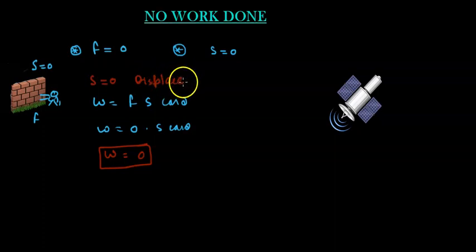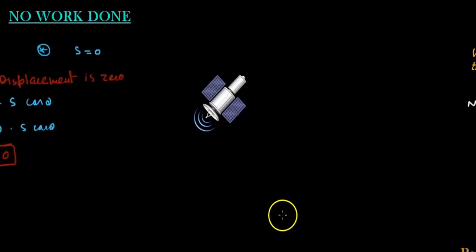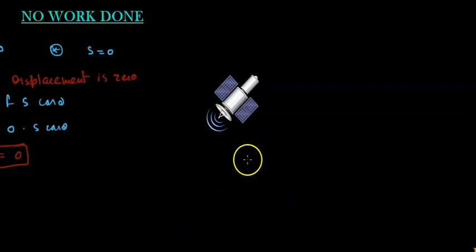Displacement is 0, or no displacement. Let's take another example. Like I said, it is possible that displacement is being produced, that the body is moving in a certain direction, but no force is being applied.